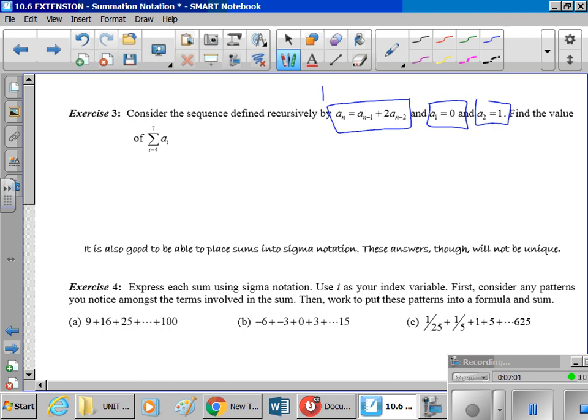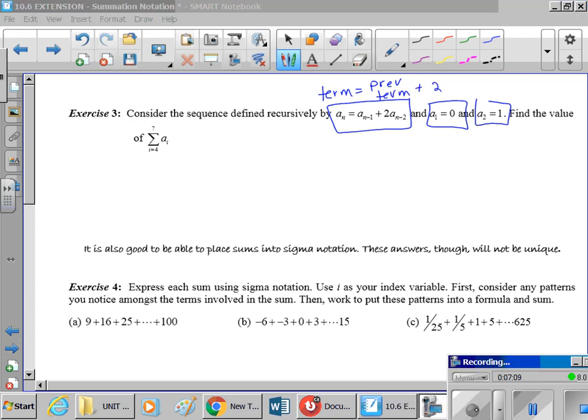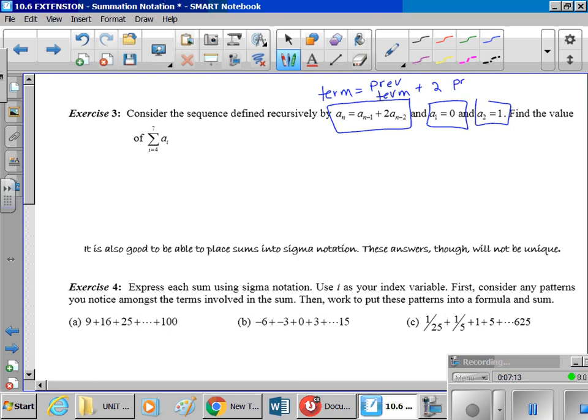So the term I'm looking for is equal to the previous term plus 2 times the term before that. All right, so that's what that means.